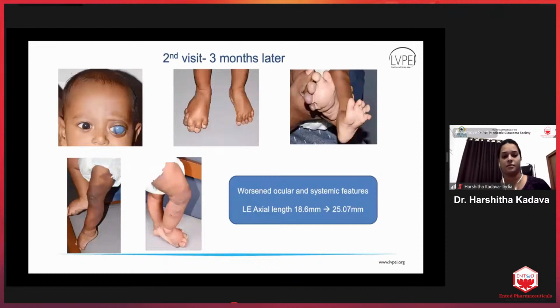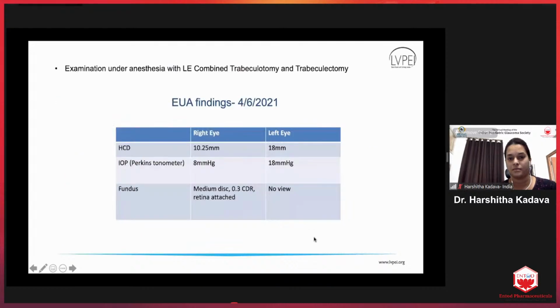Coming back to our case, the child was brought back by the parents after 3 months with improved hemoglobin levels. However, the ocular as well as systemic manifestations had worsened. The axial length in the left eye increased from 18.6 to 25 millimeters in a span of 3 months. The child was immediately taken up for examination under anesthesia with a tentative plan of left eye combined trabeculotomy and trabeculectomy. The intraocular pressure in the left eye under anesthesia was 18 millimeters of mercury.